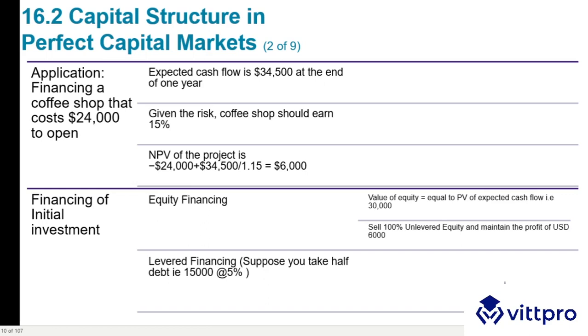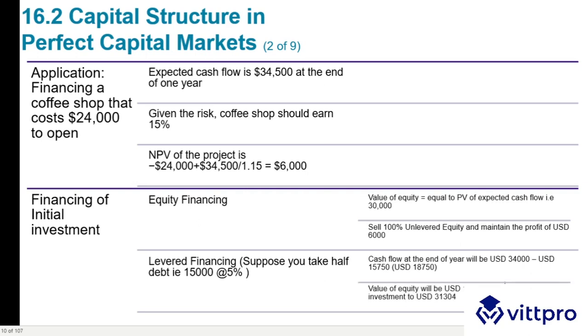Now let's say you do a leverage financing. You take half of the money as debt, 15,000 only, at 5%. You don't take the entire money, right? So the cash flow at the end of the year is going to be 34,500 minus 15,750 because of repayment of debt. So the net amount you are going to receive is $18,750. Value of equity now will be 16,304. Total investment of 31,000. 16,000, right?